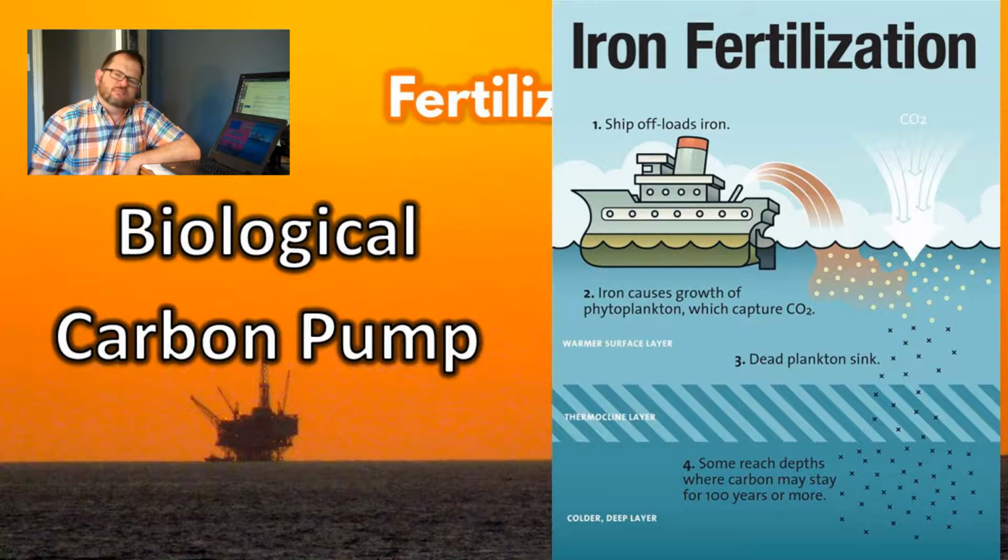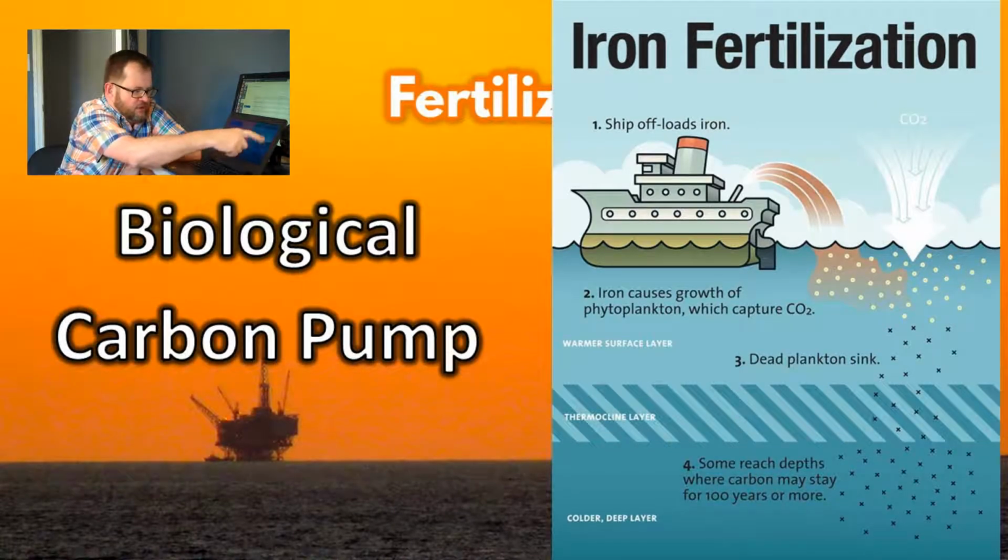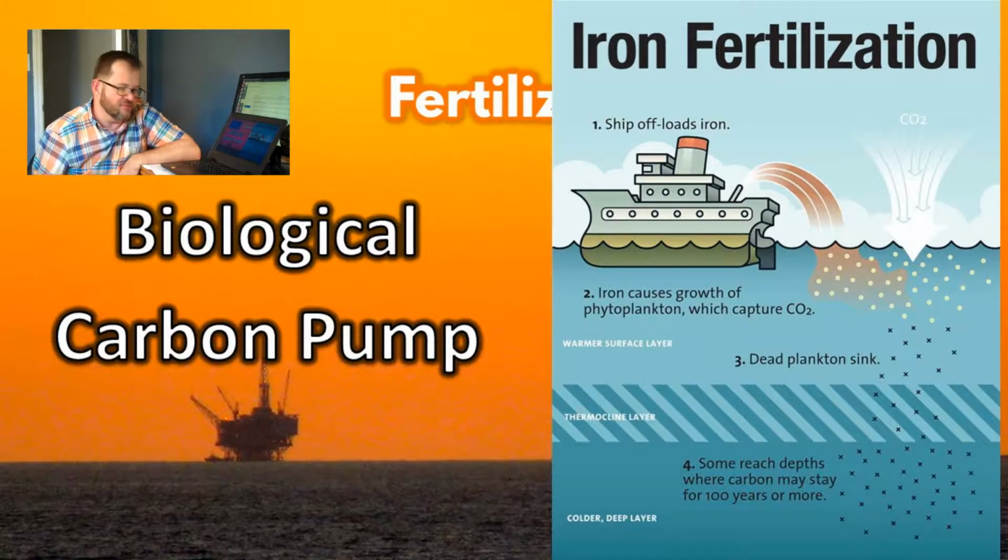This idea is more broadly called a biological carbon pump. This is different from sequestering carbon using trees. Here you're using biological systems to transfer carbon from one reservoir to another in a more permanent way. Again, you can see the diagram here. The ship offloads iron, and then the iron causes the phytoplankton growth. Dead plankton sink, and or fish poop sinks, and or dead fish sink. Then some of that reaches the depths where the carbon stays for, it says, 100 years or more. It can be vastly more than that, potentially tens of thousands of years.